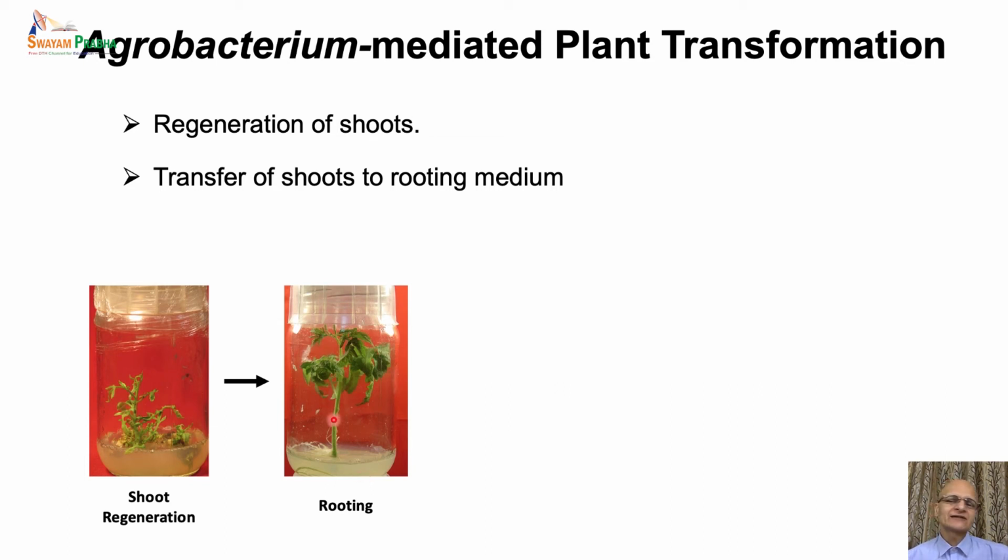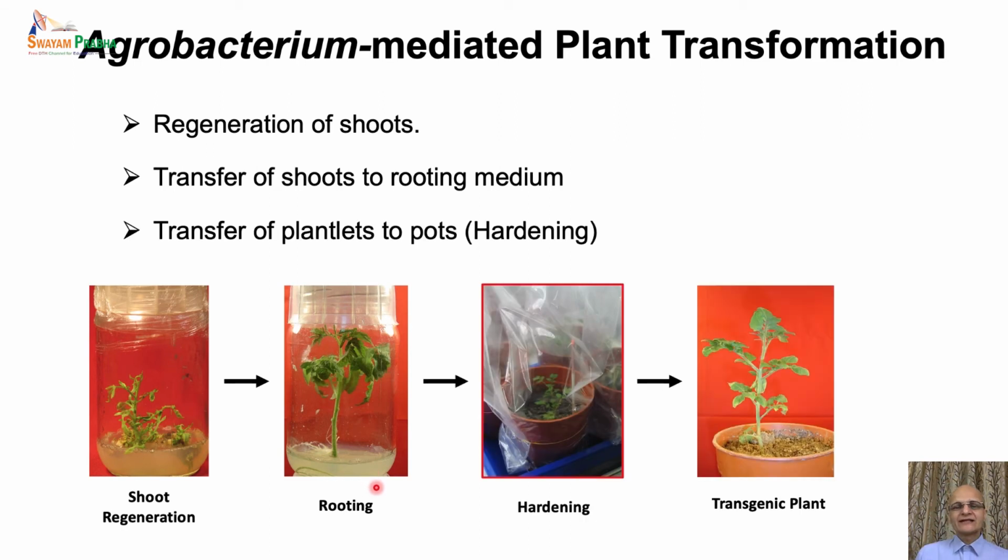In a few days, these shoots will regenerate roots, and now the plantlets are ready for transfer to the soil in pots. In many cases, plain MS media is enough for root induction. However, in many species, low concentrations of auxins are required for the induction of roots. So these plantlets are removed from the medium, roots are washed, and plantlets are transferred to the soil.